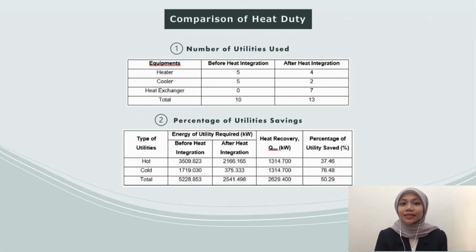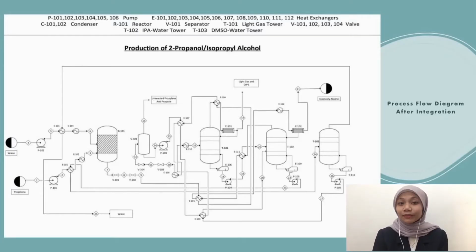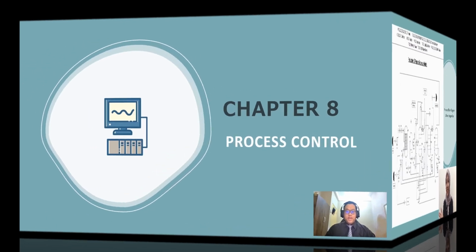Lastly, the comparison between before and after integration was done in the process integration. Despite the fact that the number of equipment needed for the plant increases, the percentage of utilities saved after integration is also significant. Therefore, we proceed with the heat integration to improve energy efficiency and, most importantly, to reduce operational costs. With the heat integration being applied to our production plant, the new process flow diagram is as shown in the slide. Assalamualaikum warahmatullahi wabarakatuh.